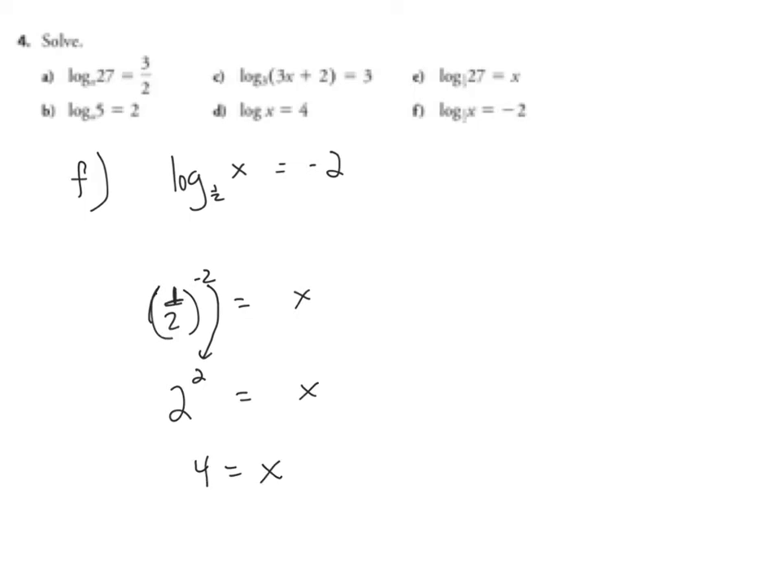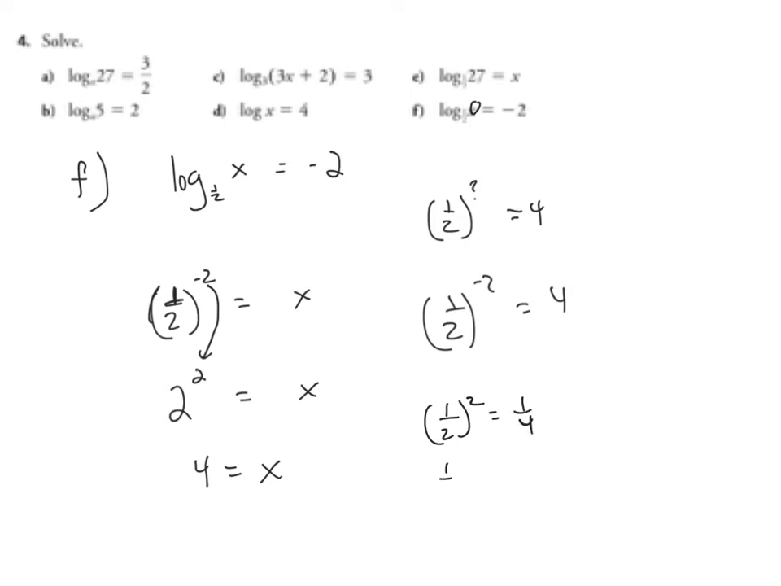And to check it, we're saying 1/2 to what power is equal to 4, and 1/2 to the negative 2 certainly equals 4, because 1/2 to the 2 is 1/4. Right, so 1/2 to the negative 2 has to equal 1 over 1/4, or 4. Yep, so that works. Let's go to problem number 5.